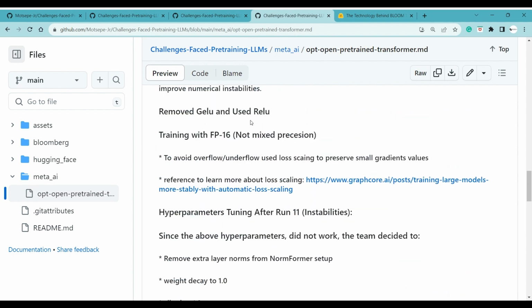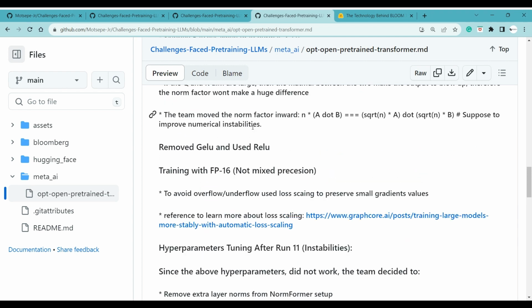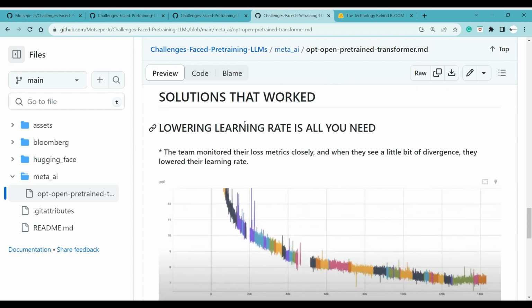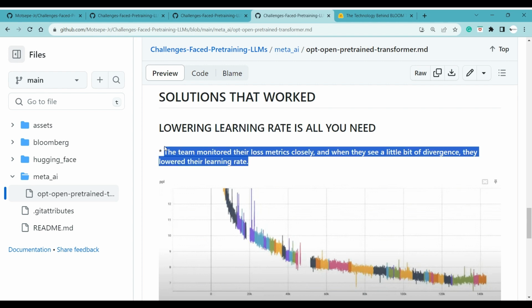But at this point, the training run was still not stable. The solution that worked was that learning rate is all you need. The team just figured it out. At the edge, when the project was about to run out, they figured out that you actually need to lower your learning rate.